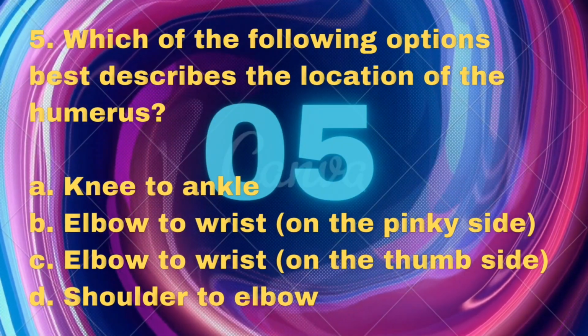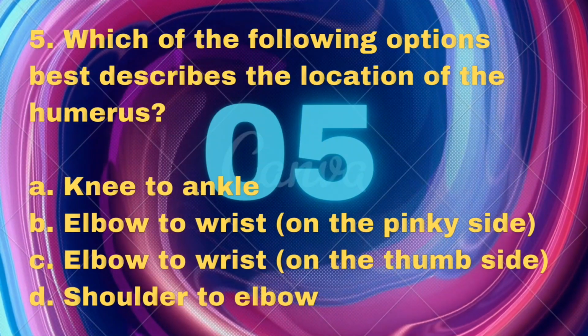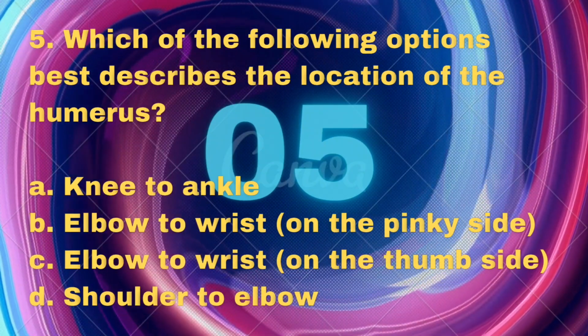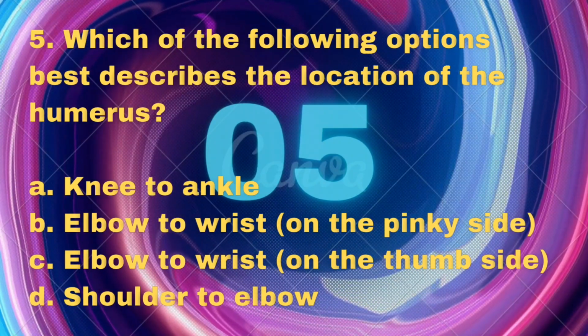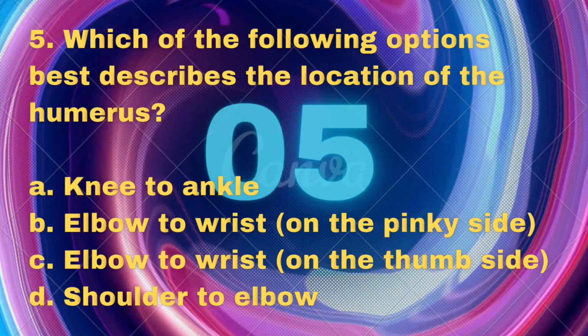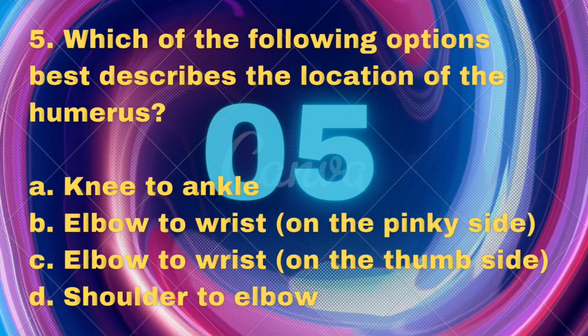Which of the following options best describes the location of the humerus? A. Knee to ankle, B. Elbow to wrist, on the pinky side, C. Elbow to wrist, on the thumb side, D. Shoulder to elbow.